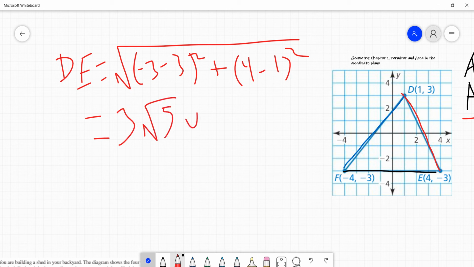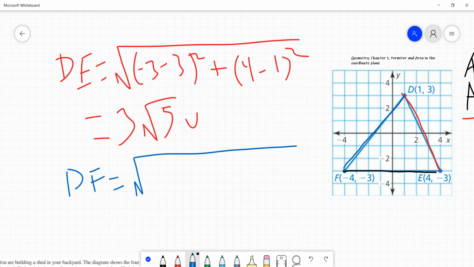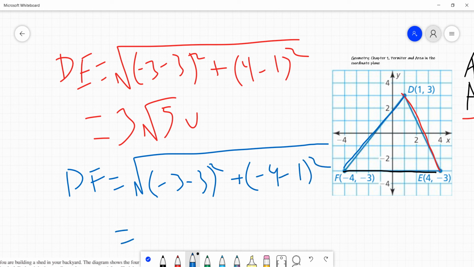And then I do the same thing for the blue segment. And I'll call that DF. And exact same thing. You do (-3 minus 3) whole squared plus (-4 minus 1) whole squared, and that should be, let's see, 36 plus 25 and the root of that. So 36 plus 25 is 61. The root of 61 is, well, root 61. Actually, I believe I can simplify that to 2 root 15 units.